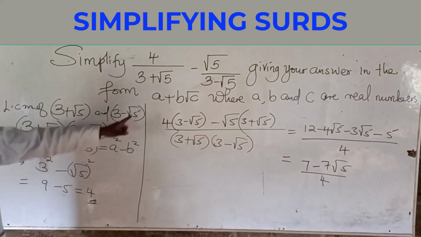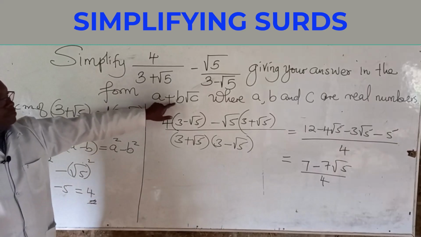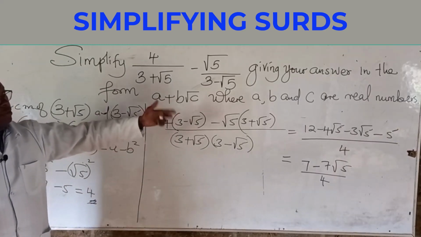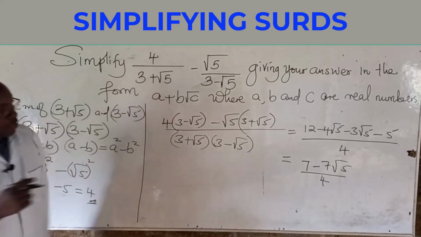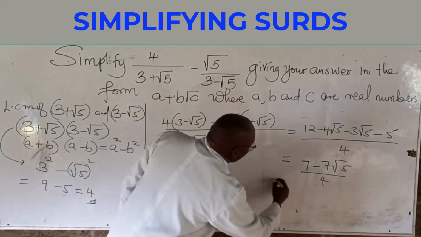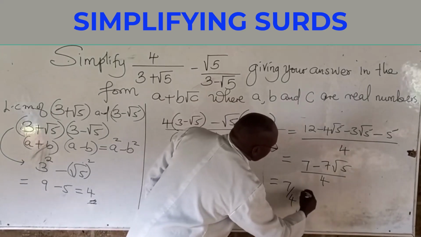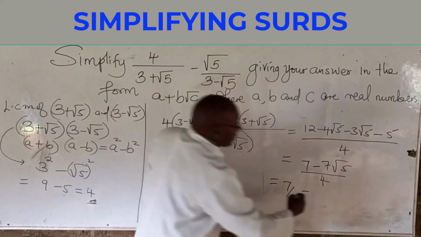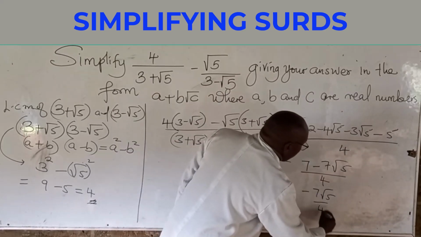So look at the form in which you're supposed to leave your answer. You're supposed to leave the answer in the form a plus b root c, where a, b, and c are real numbers. So we have to reorganize it like that. And when you do that, we shall have 7 divided by 4, subtract 7 root 5 divided by 4.